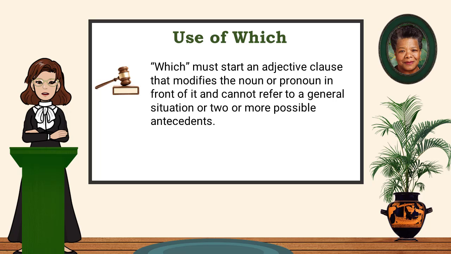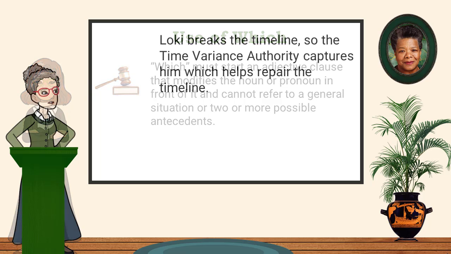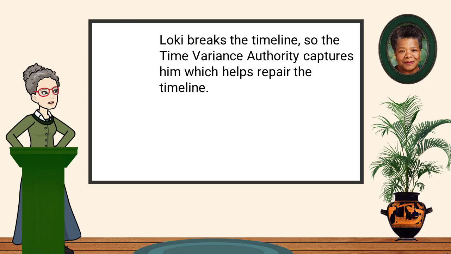The relative pronoun which is the source of numerous pronoun reference errors in writing. You already know that pronouns must have clear antecedents. An adjective clause that starts with which must modify the noun or pronoun right in front of it. Which cannot refer to a general situation or to two or more possible antecedents in a sentence. Read this sentence and find the relative clause.